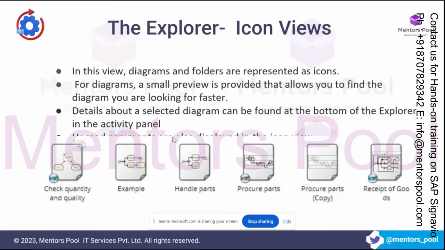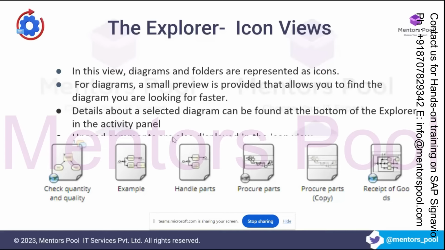Okay. So there are two kinds of views. One is icon view and one is list view. In icon view, we have big pictures, and it also shows a small preview of whatever is in that particular diagram, just like a thumbnail. When we see images, sometimes in Windows you can see a thumbnail image of the file details.